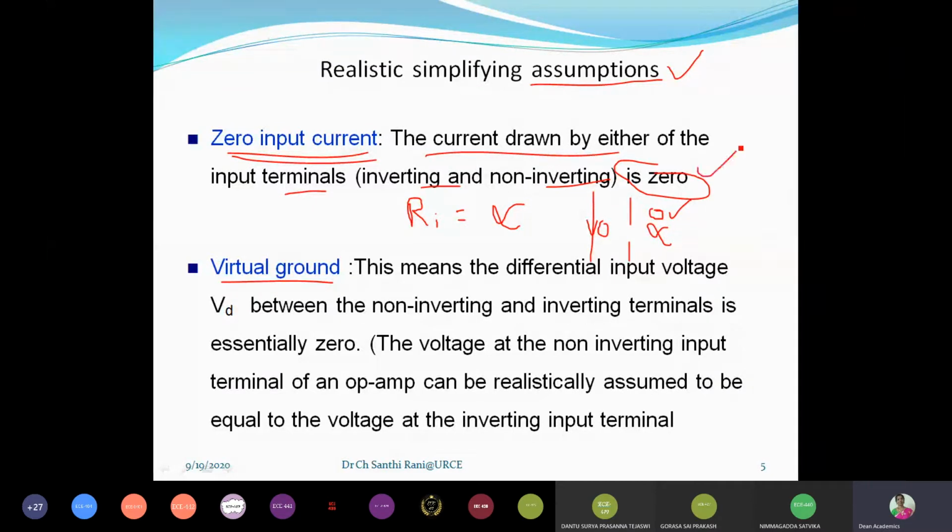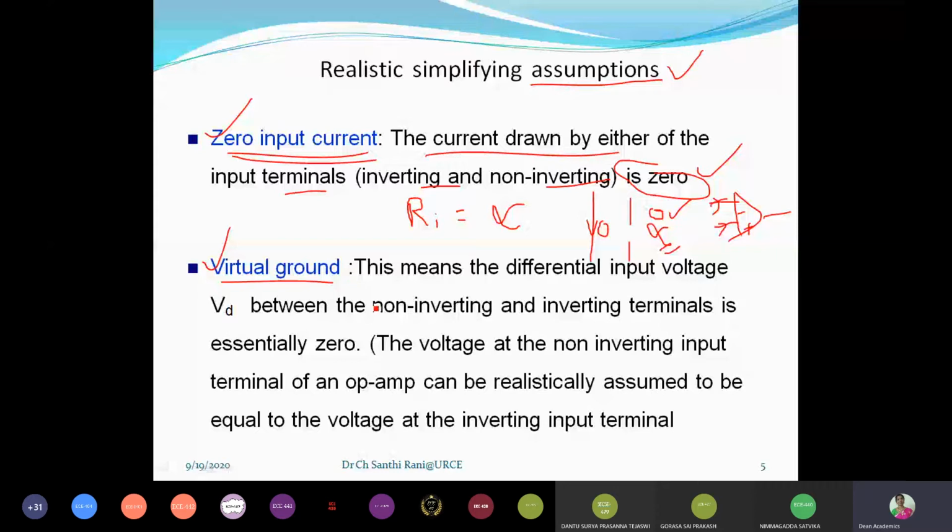This is one basic assumption we have to keep in mind, right? The current drawn by either of the input terminals, inverting and non-inverting, is zero, because at the input of op-amp it is like open circuit. Input impedance is infinity, therefore it is like open circuit. So either terminal draws zero current because input impedance is very high. That is the first assumption.